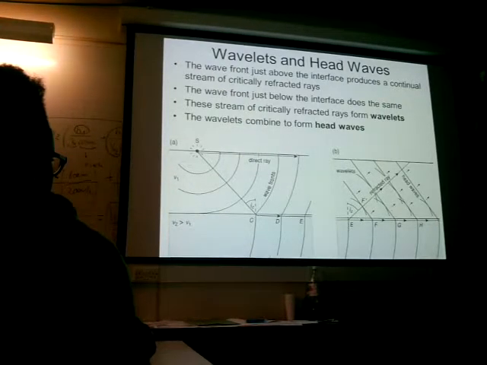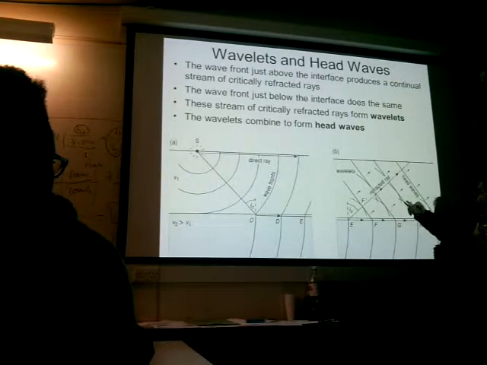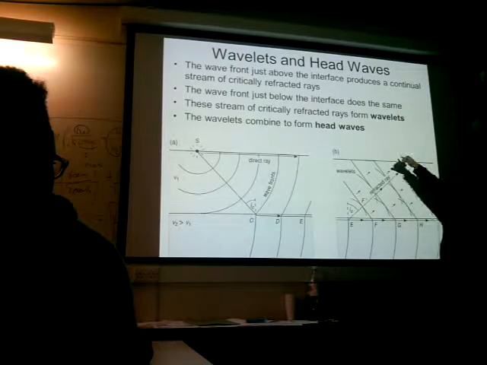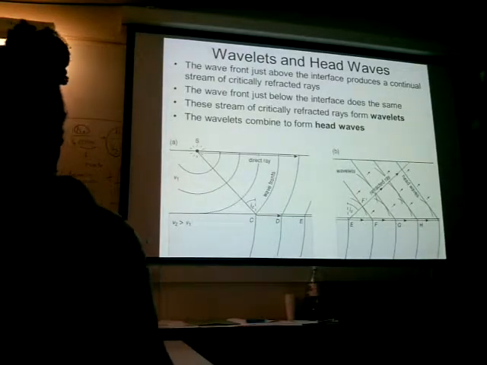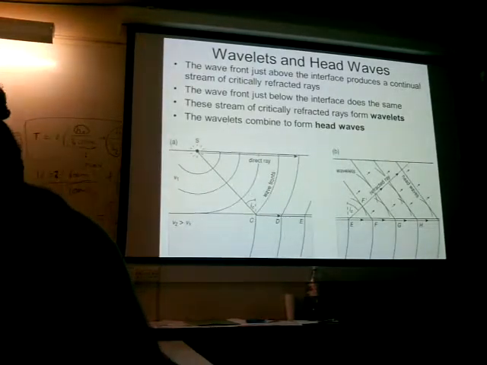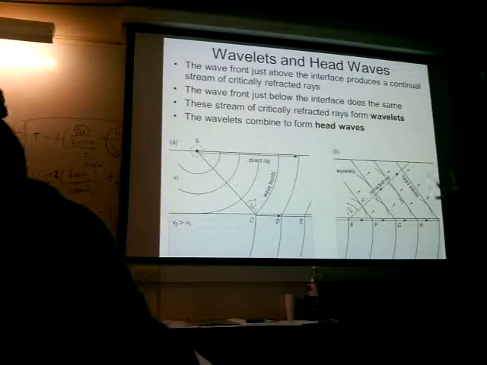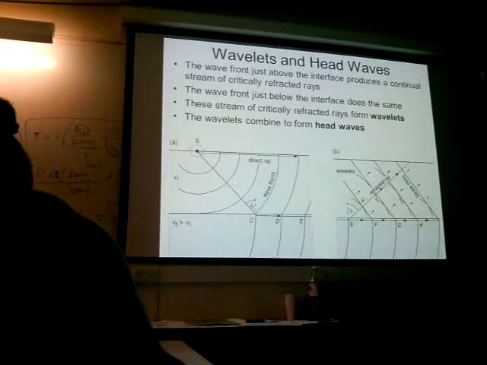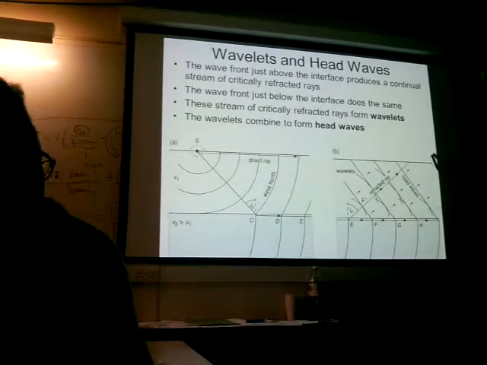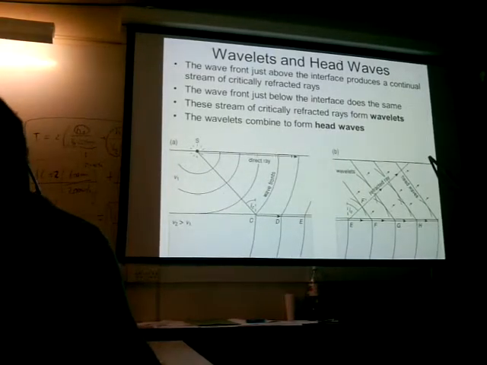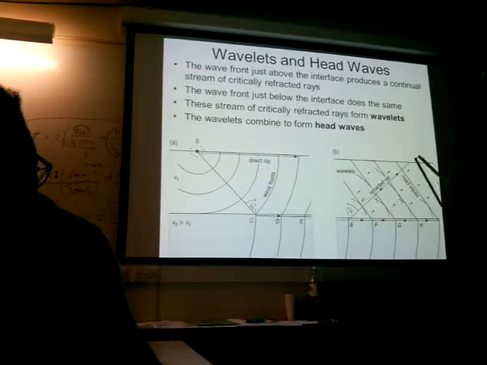People call them wavelets, and the tangent of the front of these wavelets are called head waves. The head waves are produced in both directions with different spherical spreading and different properties, controlled by V1 over V2. Basically, if you have a geophone there, we are going to track the first wave at a certain distance.